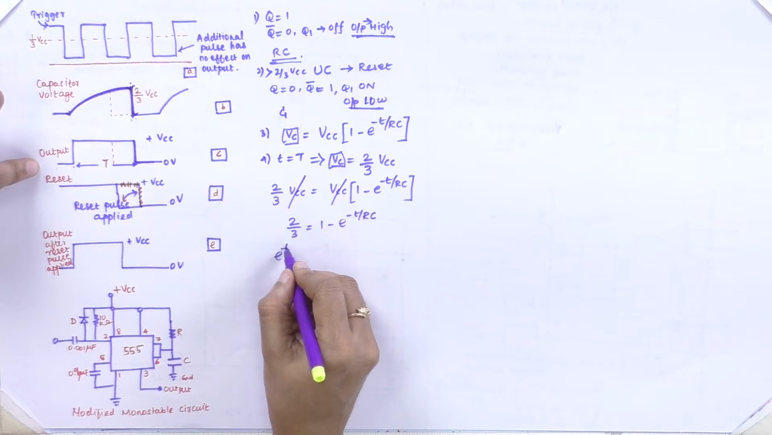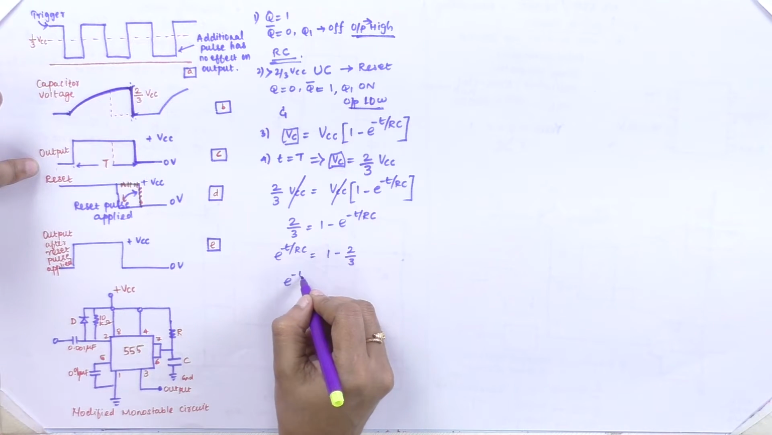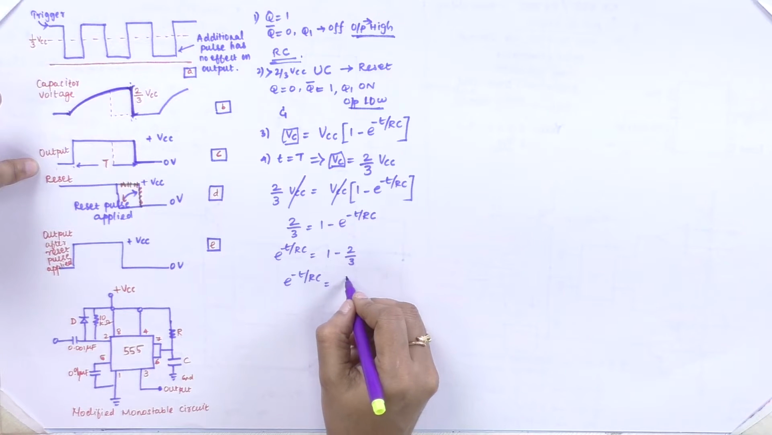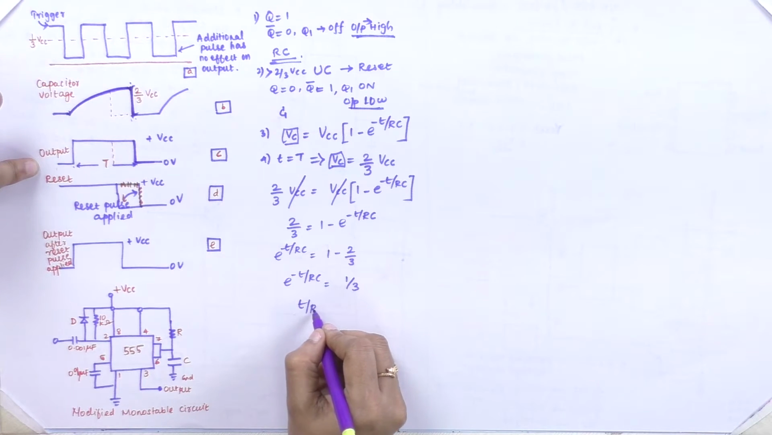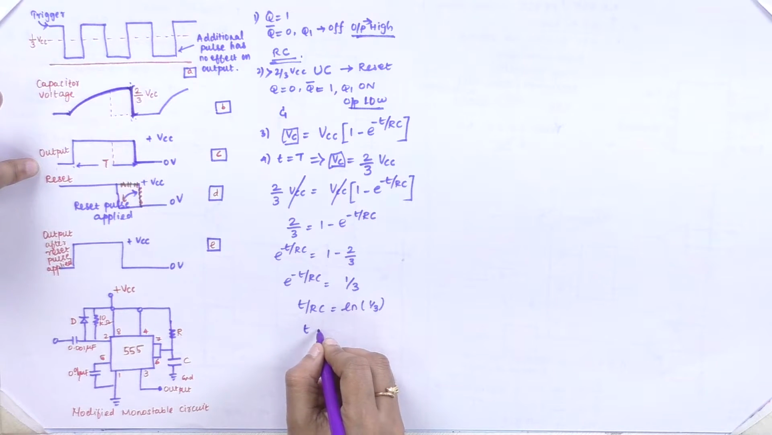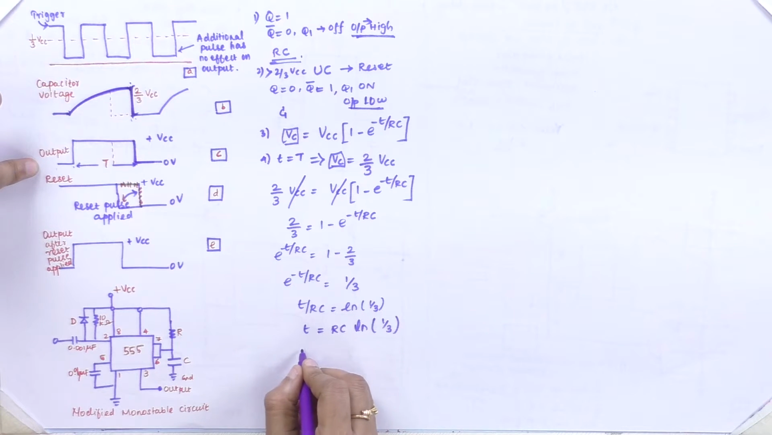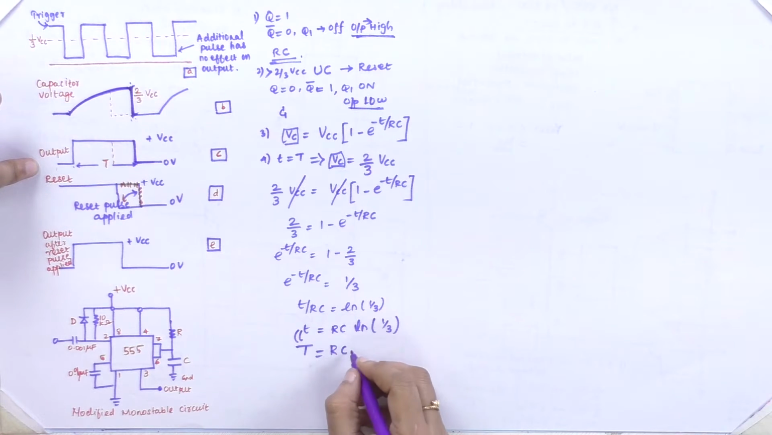You can keep that exponential term to one side, 1 minus 2 by 3. So you can write e power minus t by RC is equal to 1 by 3. Then t by RC is equal to ln of 1 by 3, removing that exponential factor. Then t is equal to RC ln 1 by 3. So at time t equal to capital T, I can replace this t as capital T, T is equal to RC ln 1 by 3. So this ln of 1 by 3 is 1.1. So 1.1 RC, that is in seconds, the unit for this.